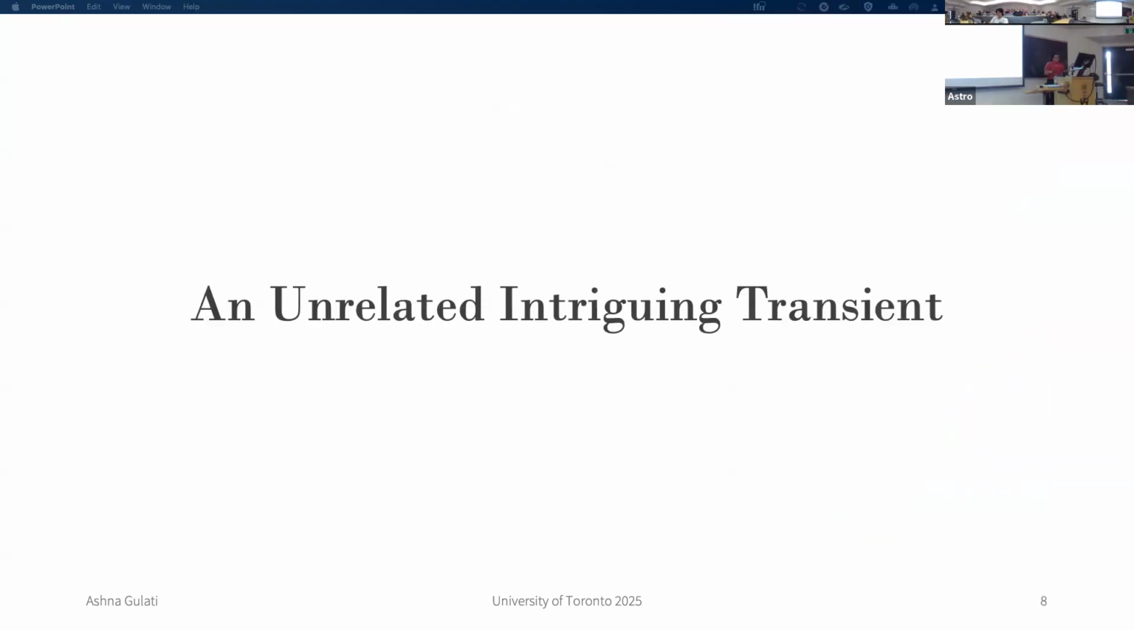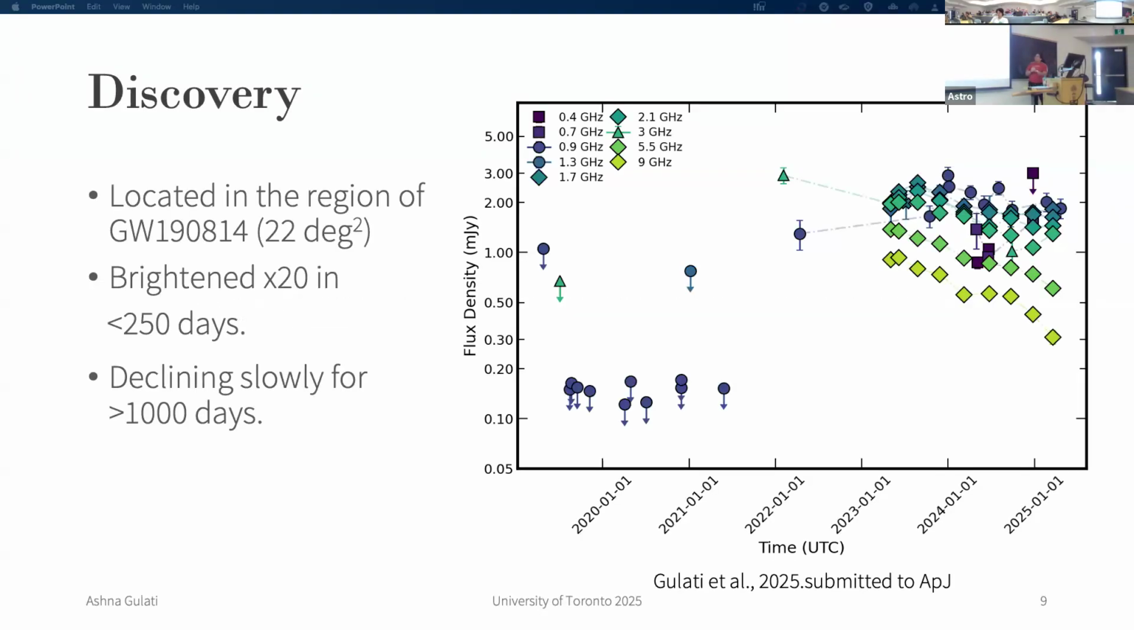Now, like I said, we did not find any candidates that were associated with gravitational wave emission, but we did find one very interesting transient that I've now worked on for 2 years with telescopes around the world and people around the world, and we finally submitted it, and it's under review with ASKAP J. So this transient, it basically brightened by a factor of 20 in less than 250 days and has been declining detectably for over 1,000 days now. And here I've got the light curve for that transient.